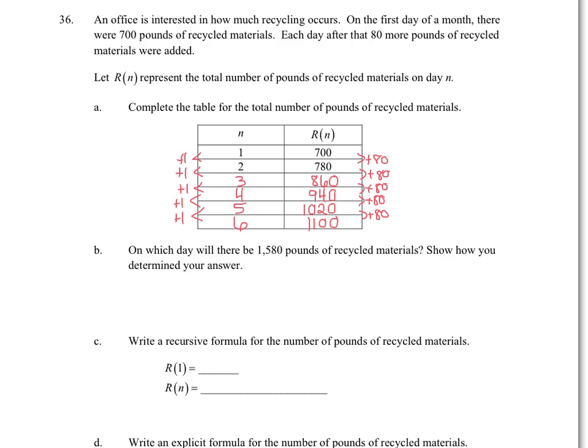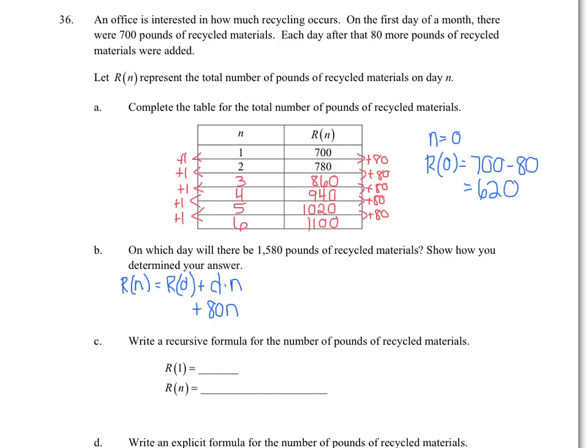And I know that my explicit rule is going to be R of n equals my starting amount, R of 0, plus D times n. All right, so D being my common difference, which is 80, so 80n, and R of 0. Problem is that we have R of 1 right now. So to find when n equals 0, we have to take 80 away from 700, and this is going to give us 620. So my explicit rule is 620 plus 80n.